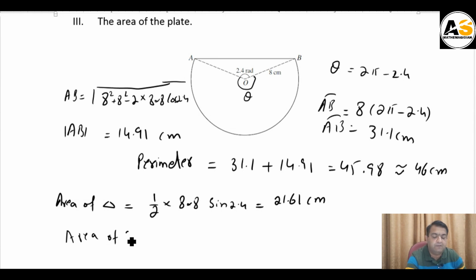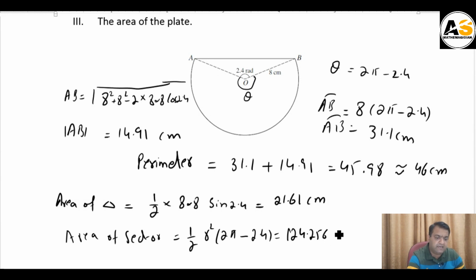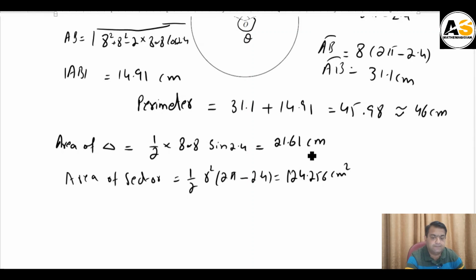And what is the area of the sector, the major sector? Area of sector will be 1 by 2 r square theta. Theta is 2 pi minus 2.4. Upon simplification, you will get the area of sector as 124.256 centimeter square. So the area of plate will be the sum of these two areas.